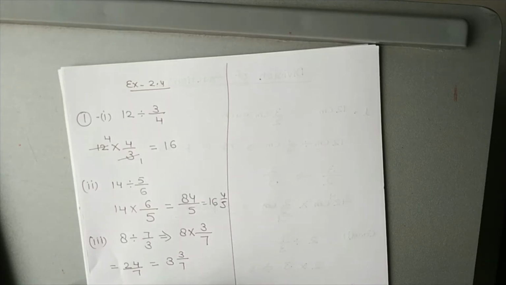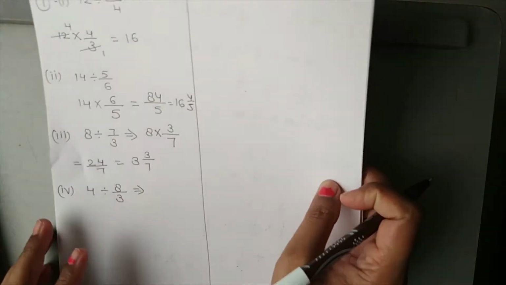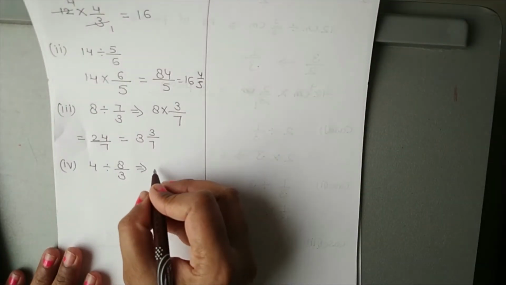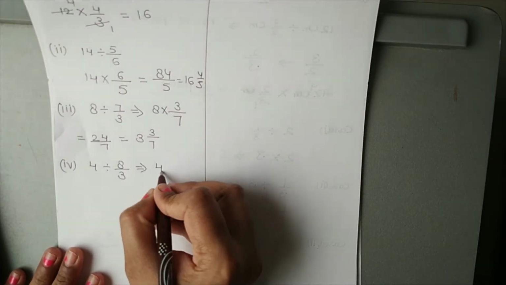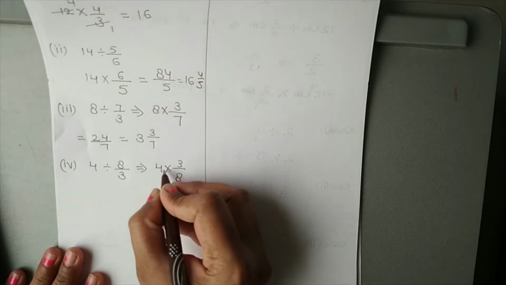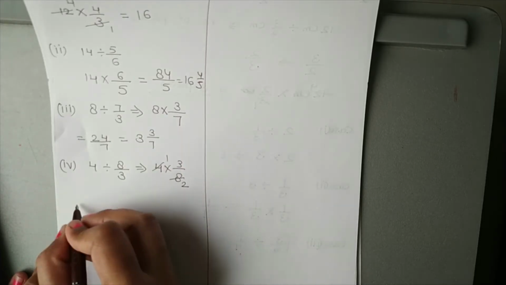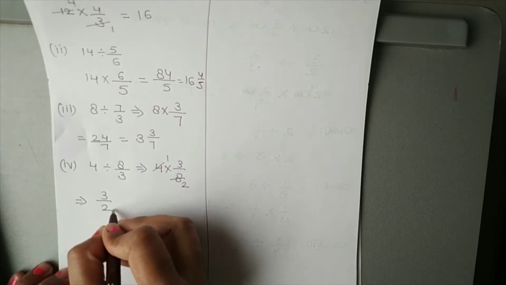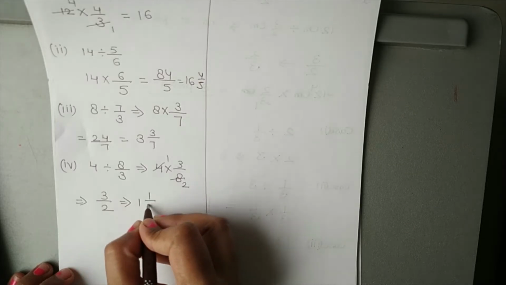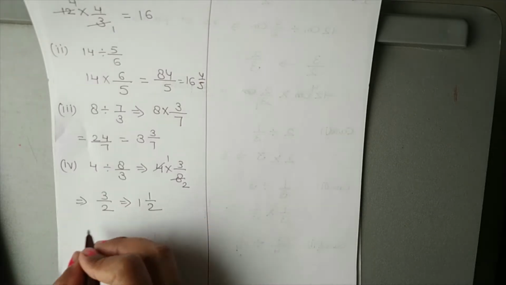Fourth one, 4 divided by 8 upon 3. So we can write it as 4 into 3 upon 8. So 4 1s are 4, 4 2s are 8, that is 3 upon 2. So it will be converted into a mixed fraction, that is 1 by 2.